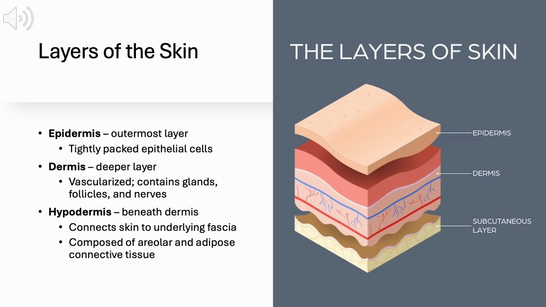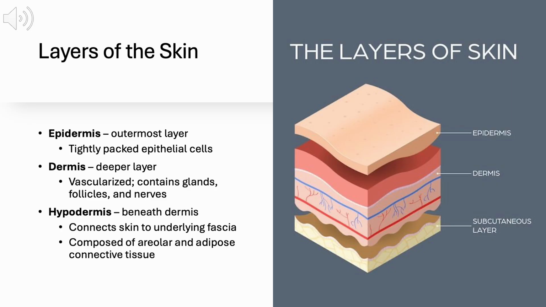Beneath that is the dermis, which is thicker and contains blood vessels, nerve endings, sweat glands, oil glands, and hair follicles. This is the layer that provides most of the skin's strength and elasticity, and it supports the epidermis.